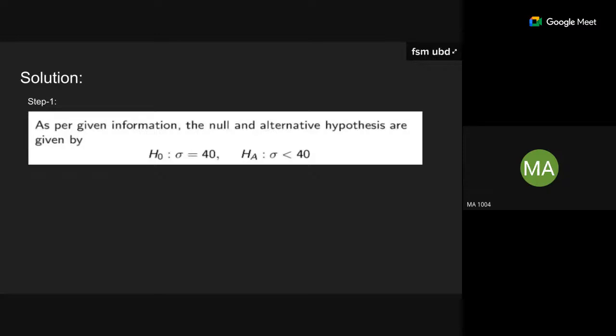So for every problem in week 11 and 12, the first step has to be identifying the null hypothesis and the alternative hypothesis. From the first two statements, you will get the null and the alternative. The null will be sigma is equal to 40 and the alternative will be sigma less than 40. Once you get this, the next step is identifying the test statistic.